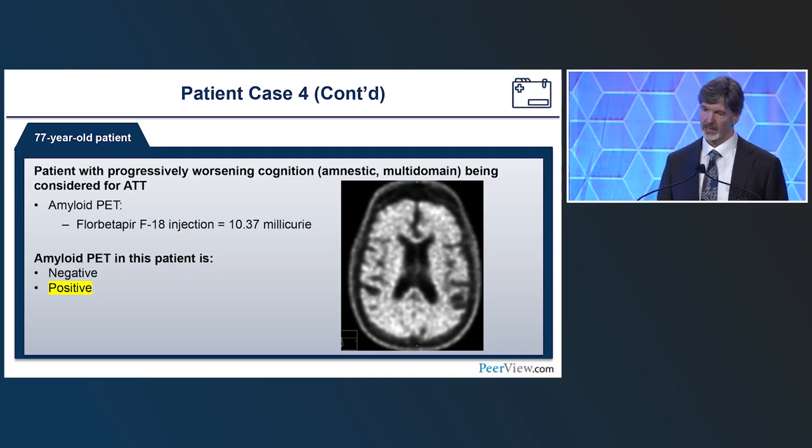This is the amyloid scan on this same patient. It's a florbetapir scan, and is this scan negative, positive, or aren't you sure?